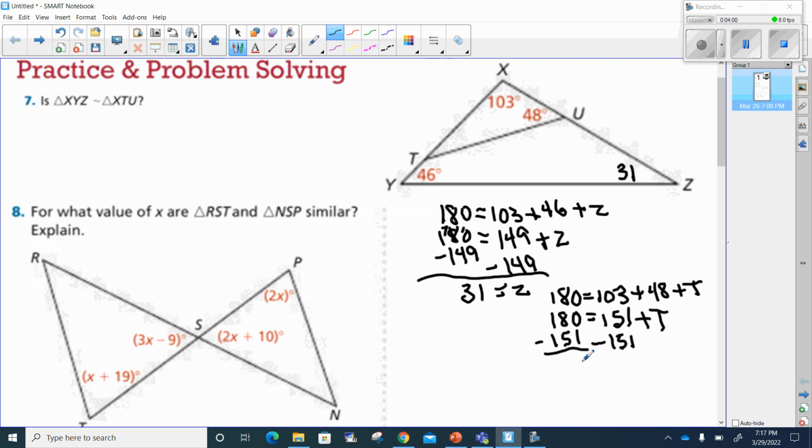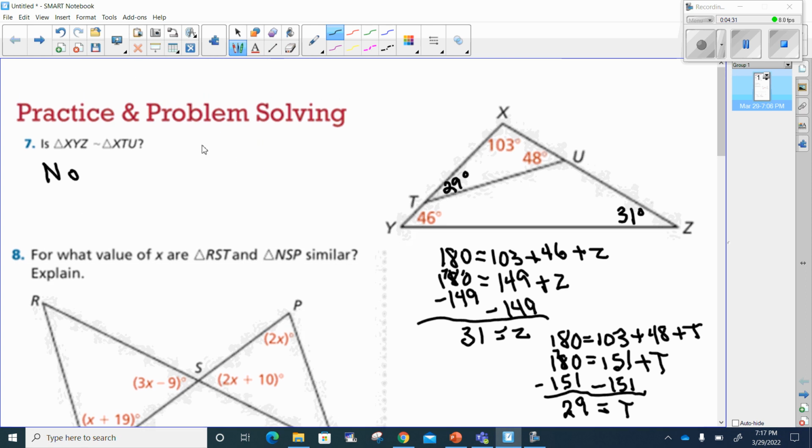And now when we subtract here, we're going to get a 9. We turn this to 7, we're going to get a 2. All right, and that's going to be 29. So this is 29 degrees. So are they similar? No, not at all. So I'm going to say no. Okay, it doesn't say to explain, so no will go ahead and work.